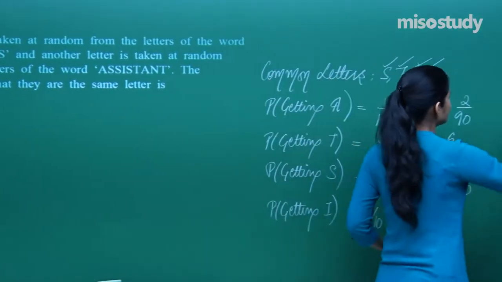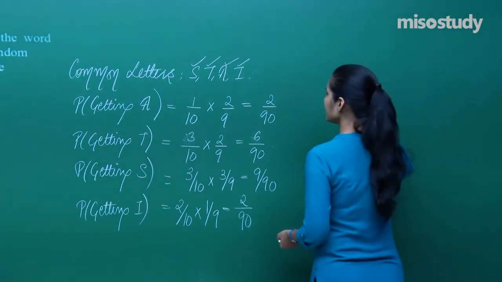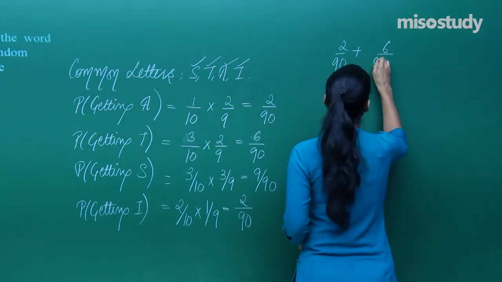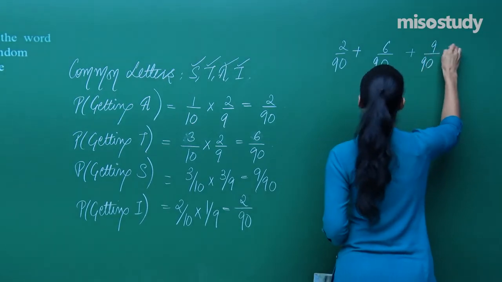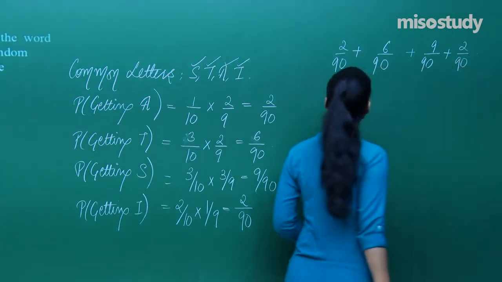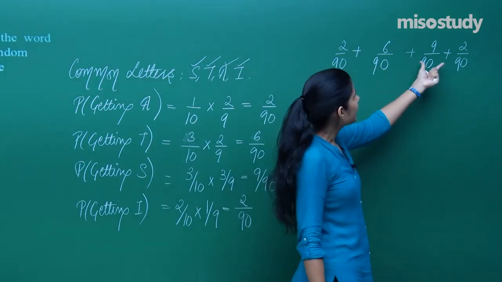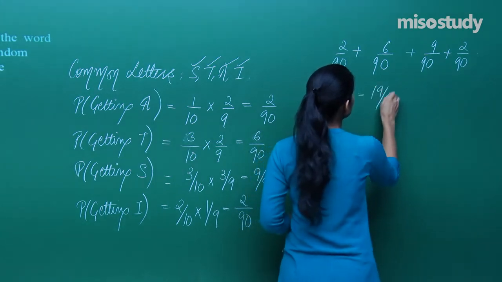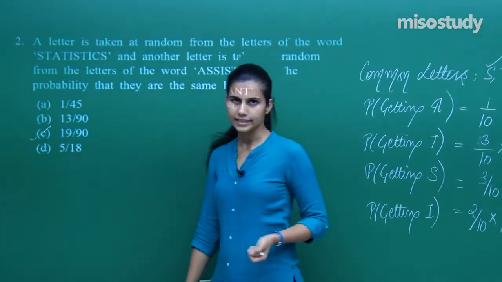So, what is the probability of getting common letters in both the withdrawals? Either you can get both A's or you can get both T's, or you can get both S's, or you can get both I's. That's what we do. So, you have 6 plus 2, 8, 8 and 9, 17, 17 and 2 is 19. So, 19 by 90 is the required probability, which is option number C.